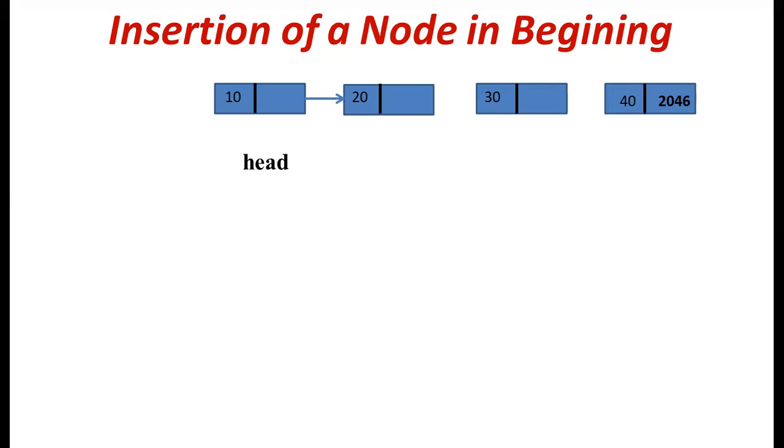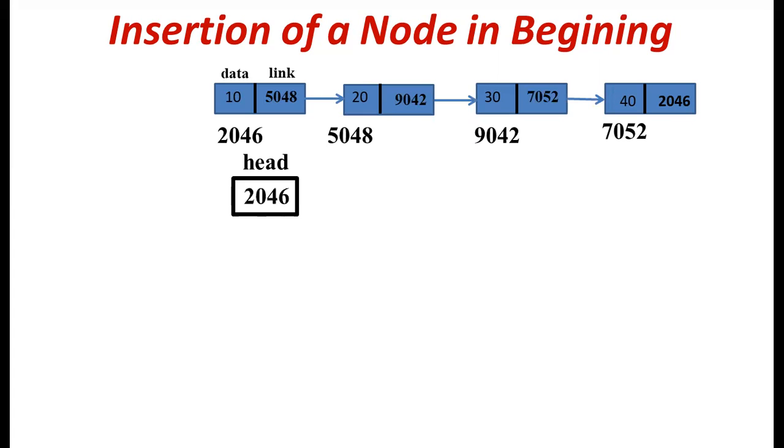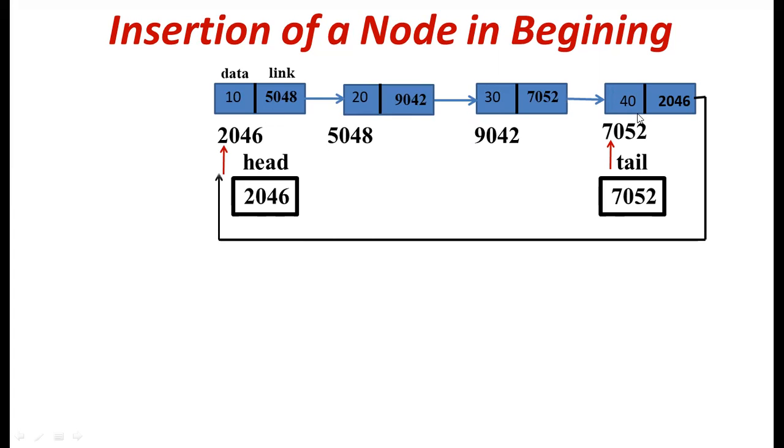Now let us consider a circular linked list with 4 nodes, with head pointing to the first node and the tail pointing to the last node. So head is pointing to the first node and tail is pointing to the last node. So this is our circular linked list. Now let us insert a new node at the beginning of the circular linked list.